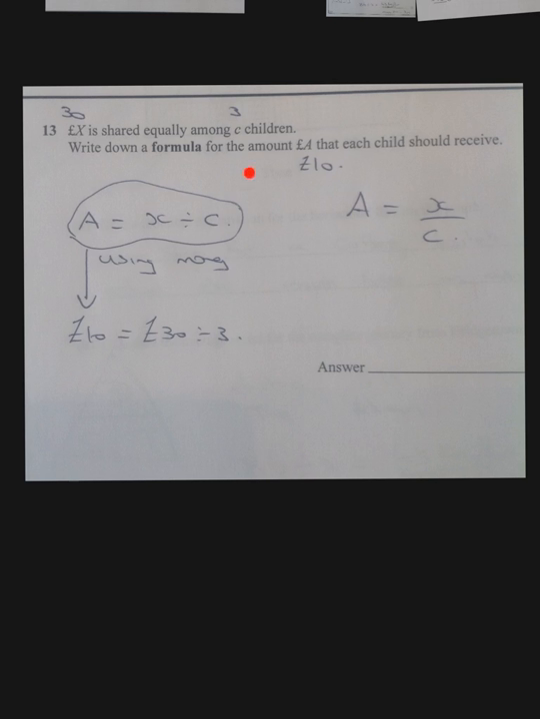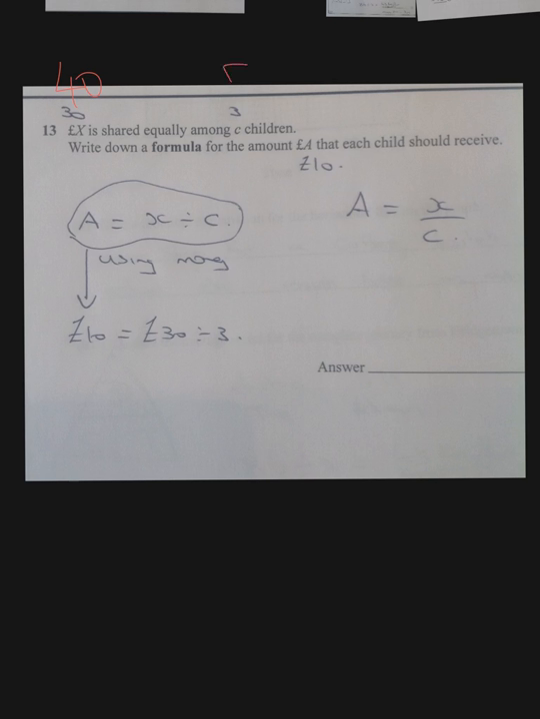I've made A, which is 10. I've made X, which is 30. And I've made C, which is 3. 30 divided by 3 is 10. That makes sense. So the formula is A, which is the amount of money we got, equals X, which is the total amount, divided by the number of children, C. So the formula is A equals X divided by C, but putting money in makes it a bit easier. So for example, I could use a different amount. Let's say, for example, maybe it's £40.